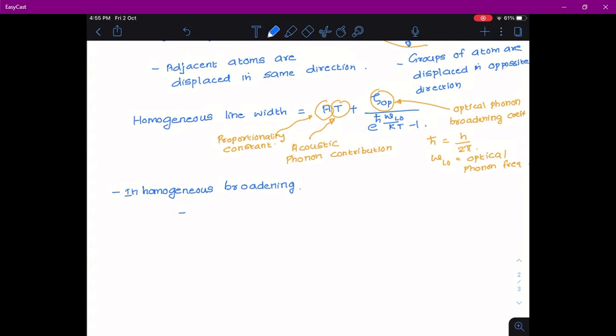It means different atoms will exhibit different spectrum plots of frequency versus intensity. So there is a shift in center frequency of individual atoms.